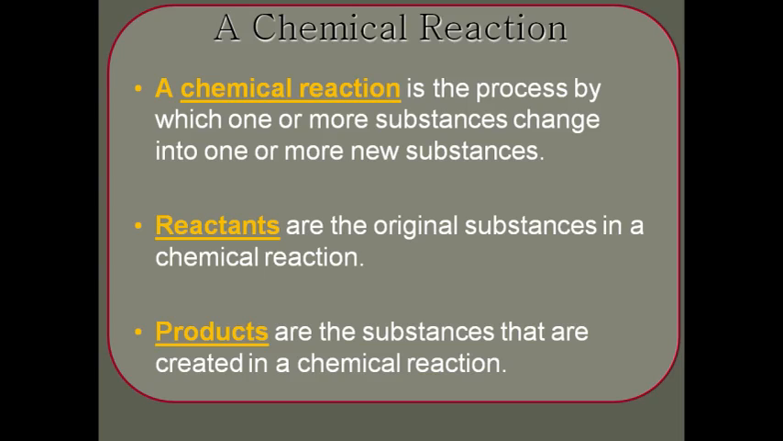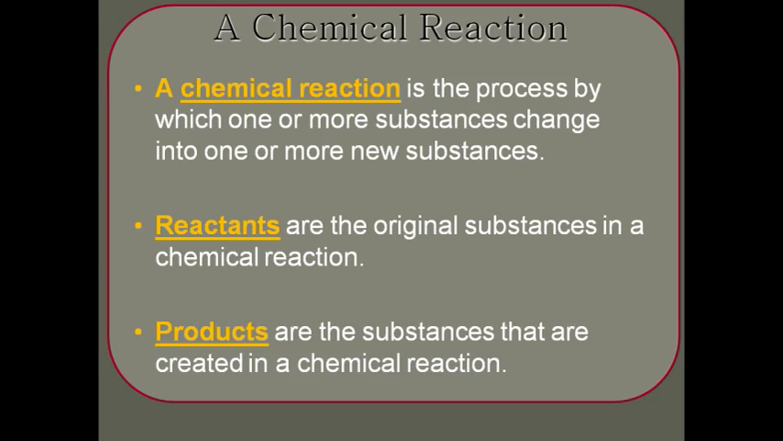So if we think back to chemistry when we first started, we talked about chemical changes. A chemical change is when we take two substances, we put them together, we create something different. A chemical reaction is the same thing, and we express a chemical reaction by writing a chemical equation, which we're going to get to in class.